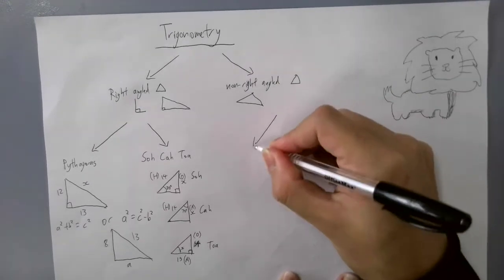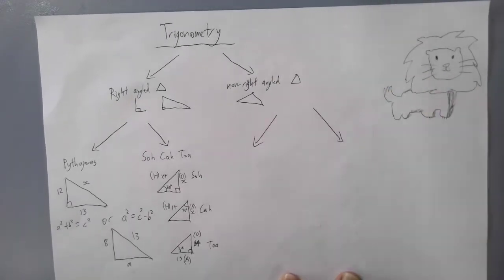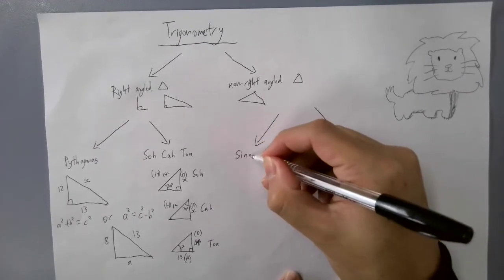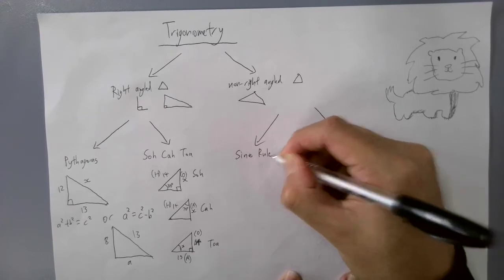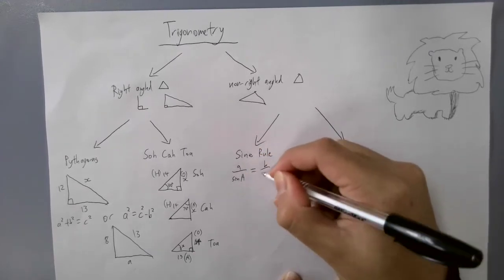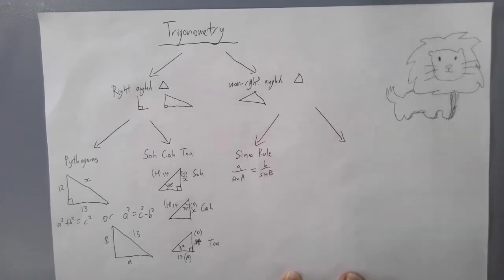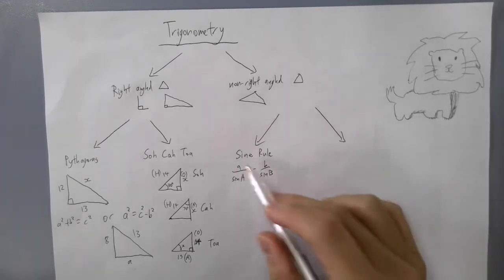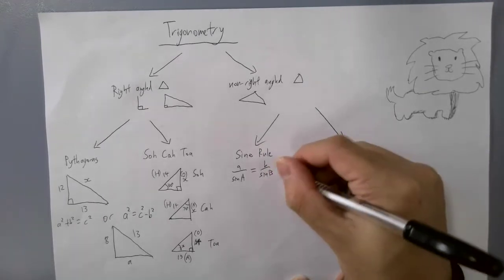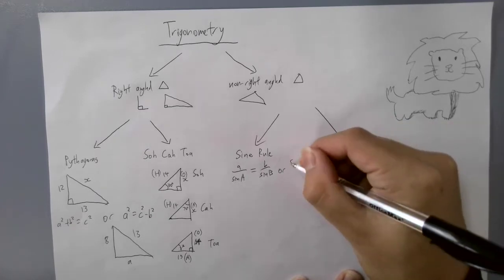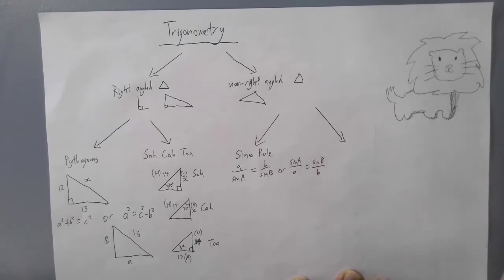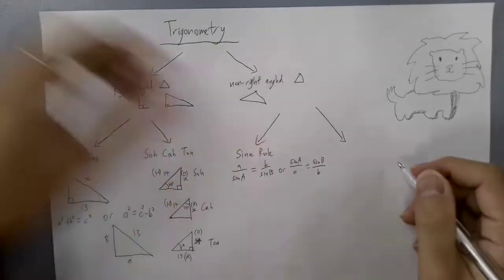For non-right-angled triangles, we can use the same split. You've probably remembered you've got the sine rule, where it's a over sine A equals b over sine B. It also equals c over sine C, but really we just need two of them to work out our missing side. Or we just flip both of them and have sine A over a equals sine B over b, generally when we're trying to find an angle.